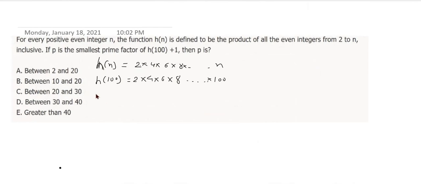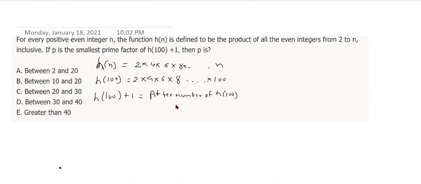Now, when I say h(100) plus 1, what kind of number am I referring to? It's a big number, massive. It's slightly above h(100), the very next number after h(100). Whenever you add 1 to some number, you get the number after that, like the next number of 3 is 4. So we don't really have to calculate it.